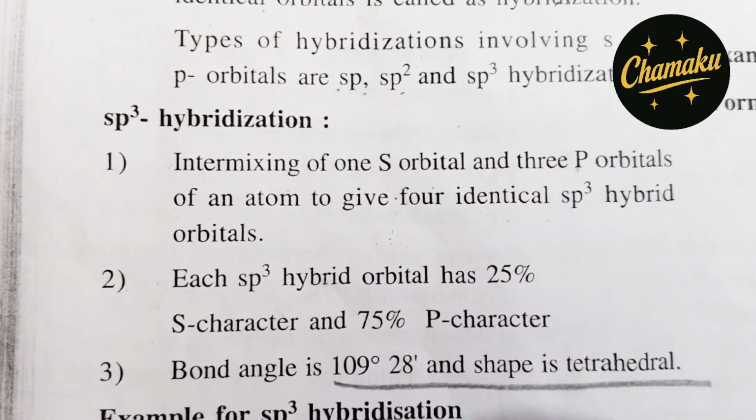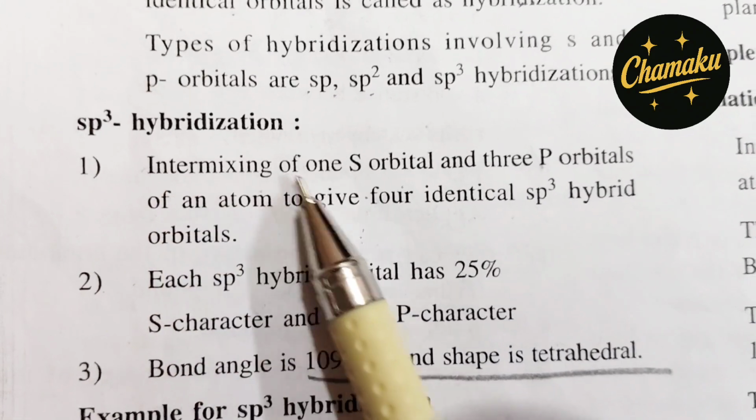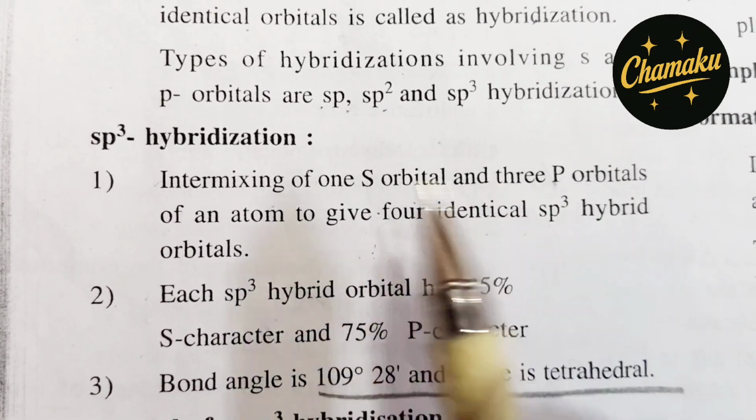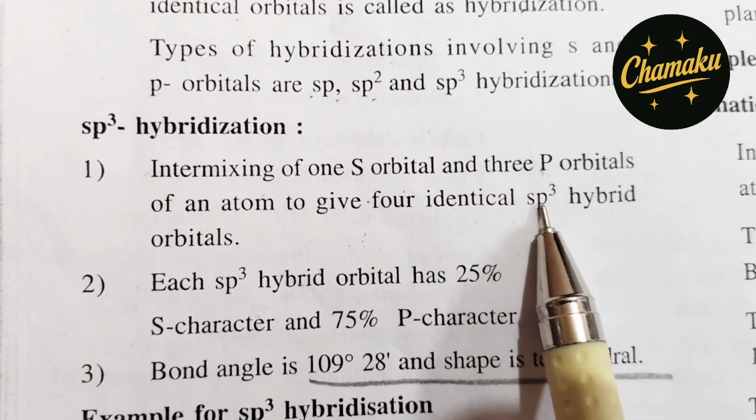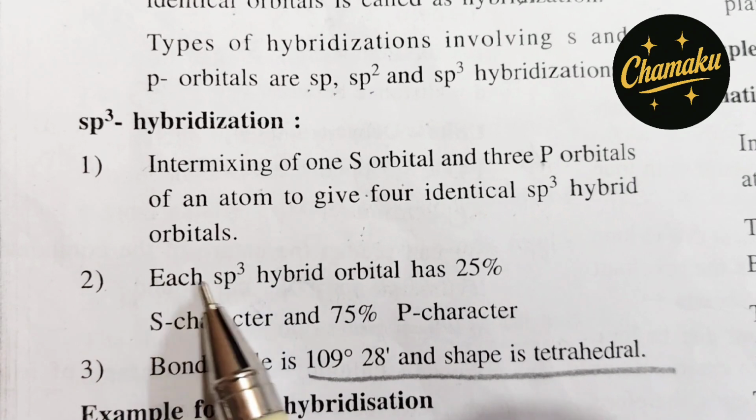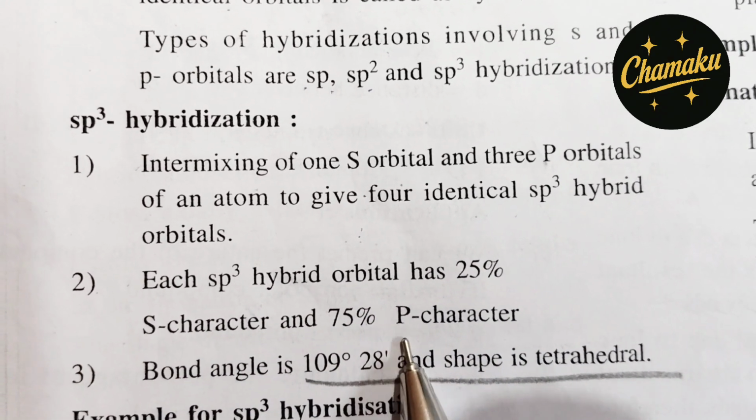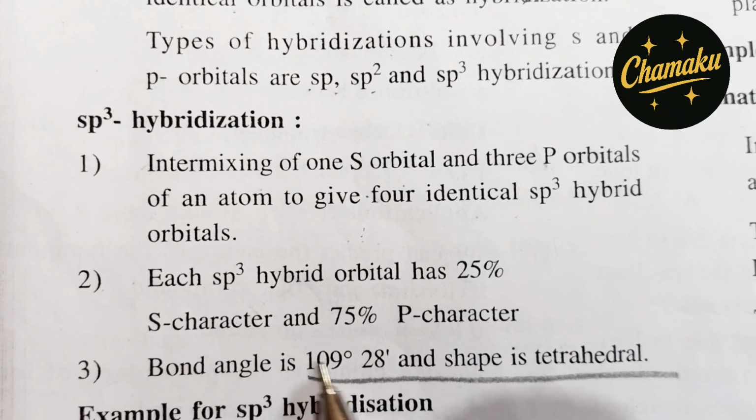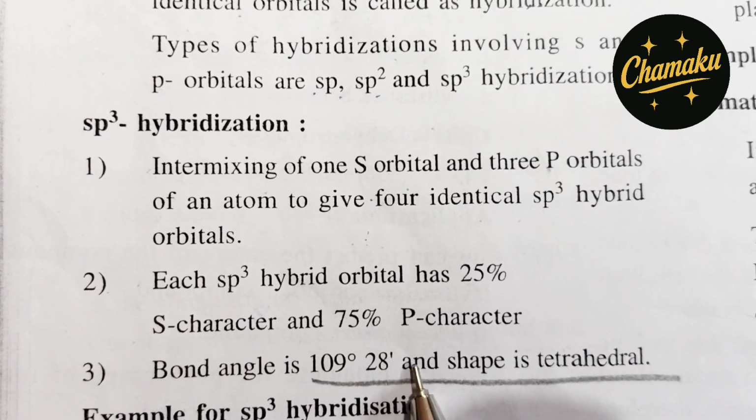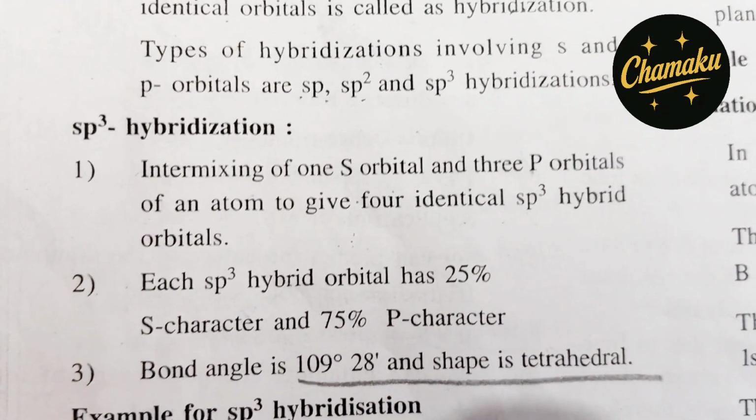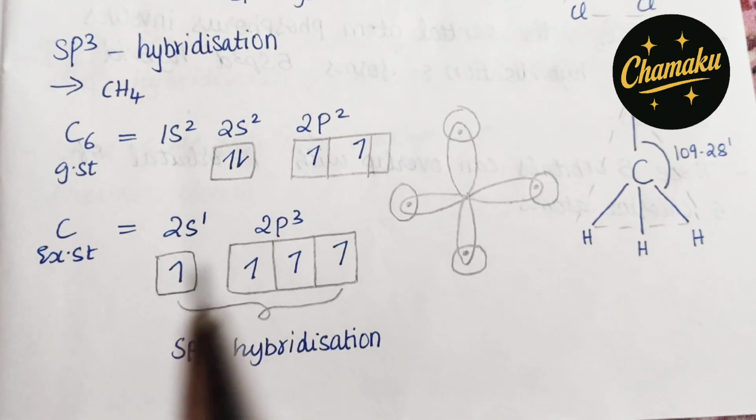Coming to the sp3 hybridization, intermixing of one s orbital and 3 p orbitals of an atom gives 4 identical sp3 hybrid orbitals. Each sp3 hybrid orbital has 25% s character and 75% p character. Bond angle is 109 degrees 28 minutes and shape is tetrahedral. So this is the example for sp3 hybridization.